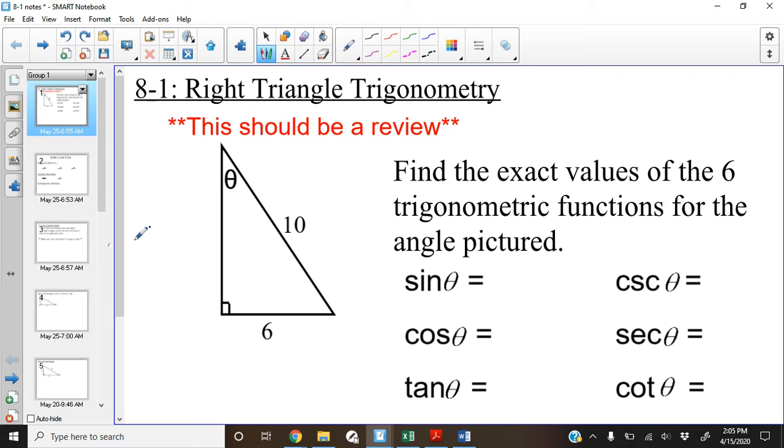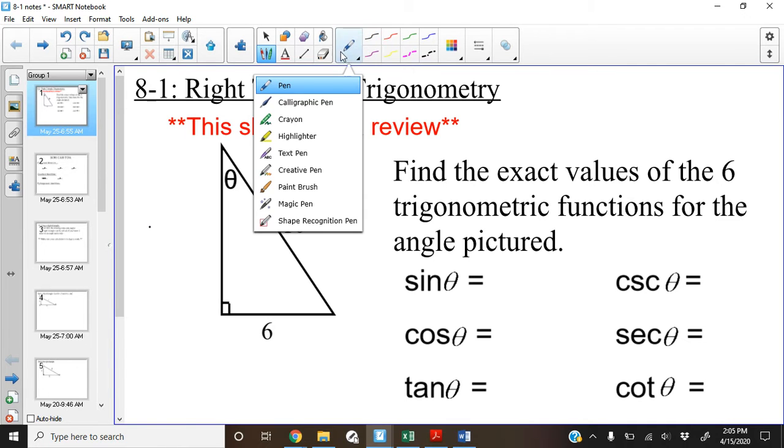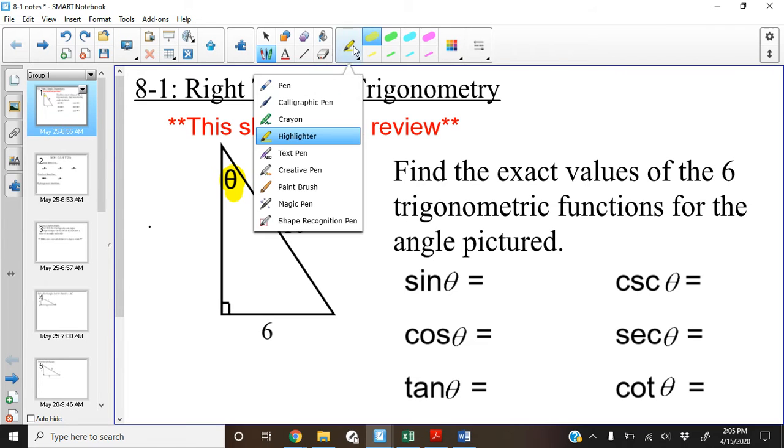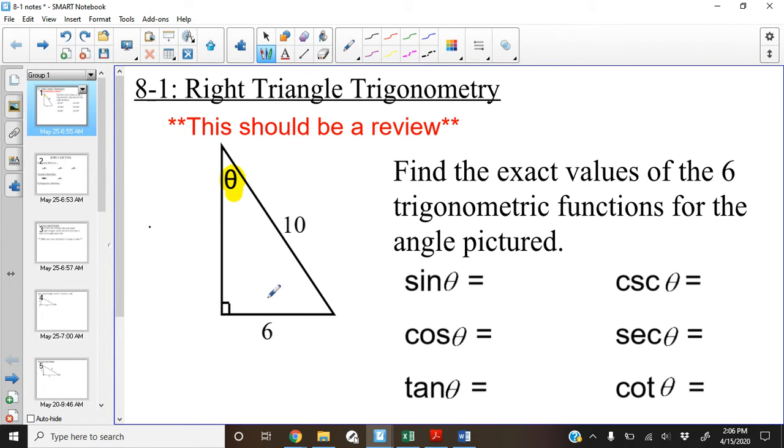So let's get started, and this should be a review, but we are asking you to find the 6 trigonometric functions for the angle pictured. Okay, so the angle that is pictured is theta here, right? So let's label across from theta is the opposite side. Across from the right angle is the hypotenuse. However, the adjacent side isn't labeled, so let's put an X there.